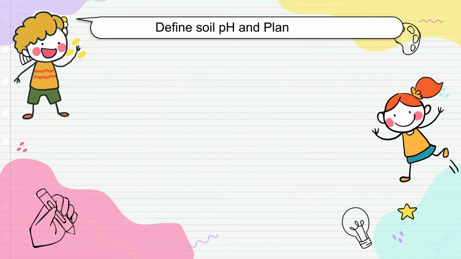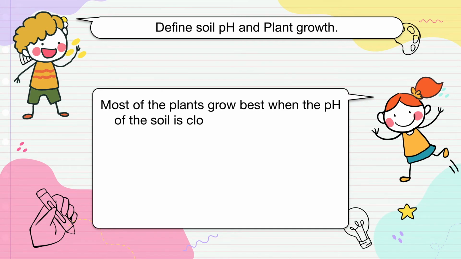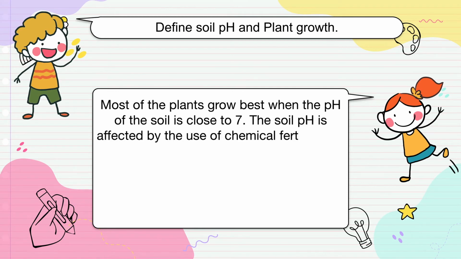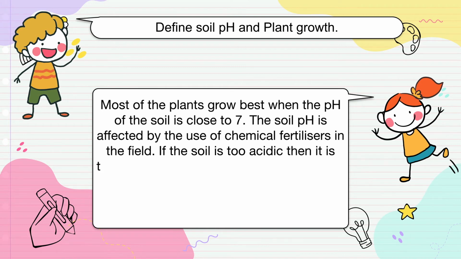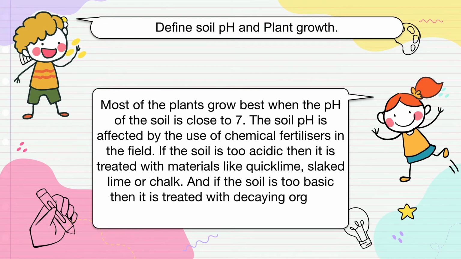Define soil pH and plant growth. Most of the plants grow best when the pH of the soil is close to 7. The soil pH is affected by the use of chemical fertilizers in the field. If the soil is too acidic, then it is treated with materials like quicklime, slaked lime, or chalk. And if the soil is too basic, then it is treated with decaying organic matter, which contains acidic materials.